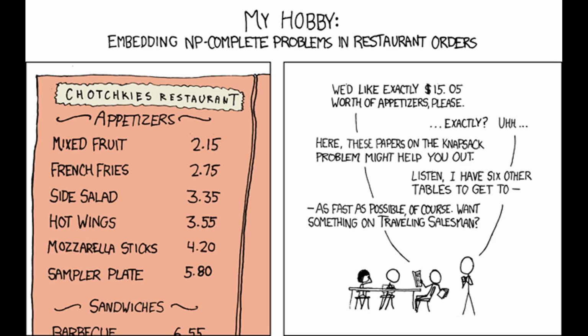Sandwiches. Barbecue 6.55. Megan, another person, and Cueball are sitting at a table. Cueball is holding the menu as well as a thick book and is ordering from a waiter. Megan is face-palming. Cueball: We'd like exactly 15.05 worth of appetizers, please.